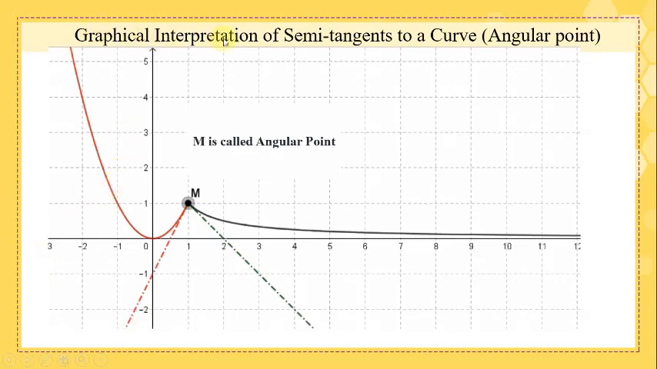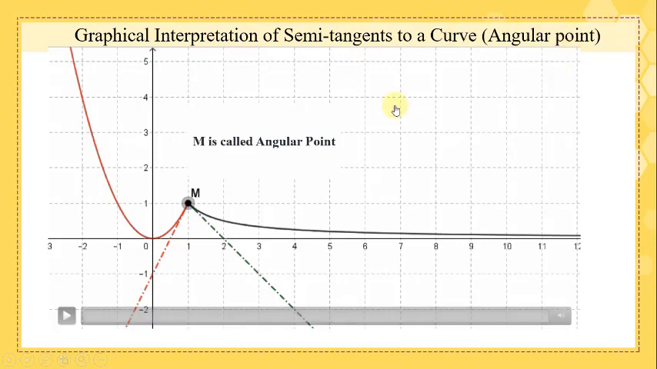As you notice, graphical interpretation of semitangent to the curve, angular point. What we have here, the first part of the curve, the second part of the curve, at point M, we notice that we have here a semitangent to the left of M, a semitangent to the right of M. So M is called an angular point.